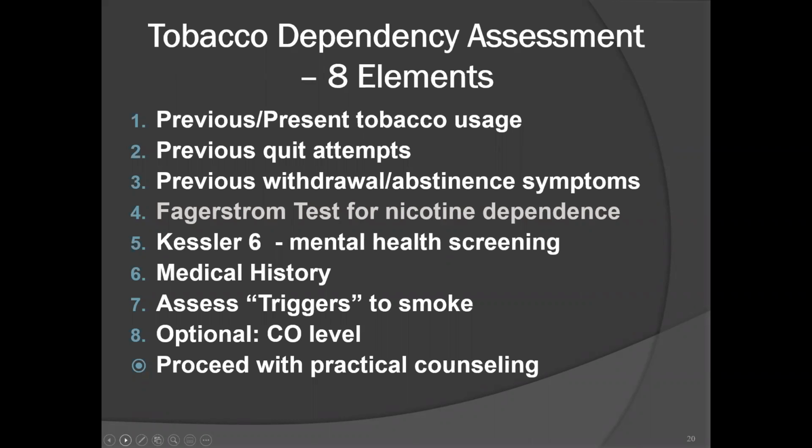And again, the Fagerström test for nicotine dependence, we'll talk about that, as well as the Kessler-6. Some of the medical history, assessing some of the triggers, like when do you have your first cigarette. The assessment tools, the Fagerström and the Kessler, cover these triggers, such as having your first cigarette after you wake up. Optional CO is not cardiac output, it's carbon monoxide level. That's not commonly done, and obviously you need some form of co-oximetry. Then proceed ahead with practical counseling if it's deemed that it may be helpful.